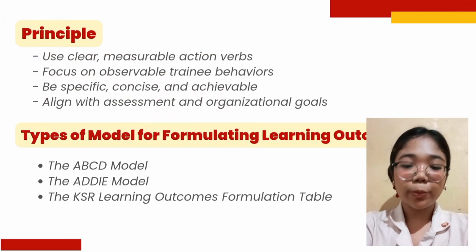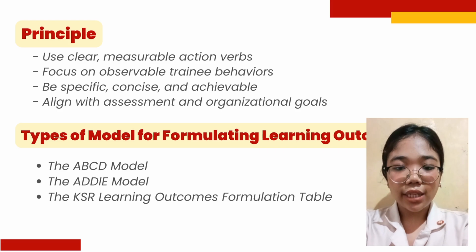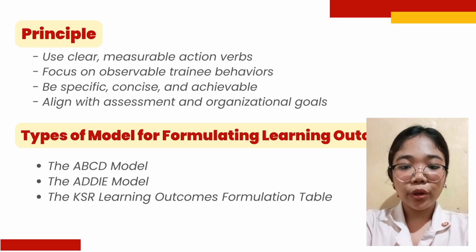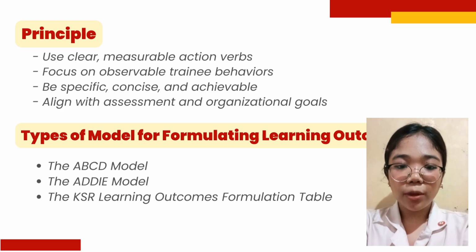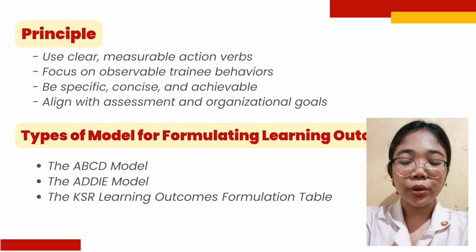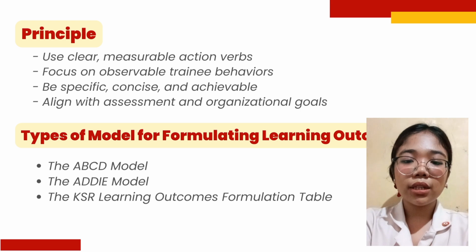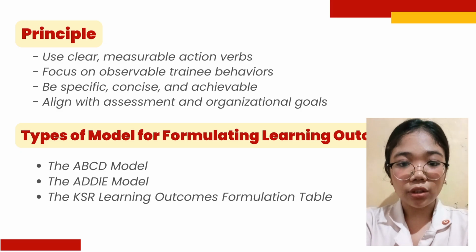So let's now proceed to the principle of formulating learning outcomes. As you can see here, we have four principles. The first one is use clear, measurable action verbs. It means you should specify what the learner will do by making objectives that are observable and assessable. For example, the words demonstrates, analyze, and creates. By using these terms, it prevents ambiguity and ensures the clarity of your expectations.